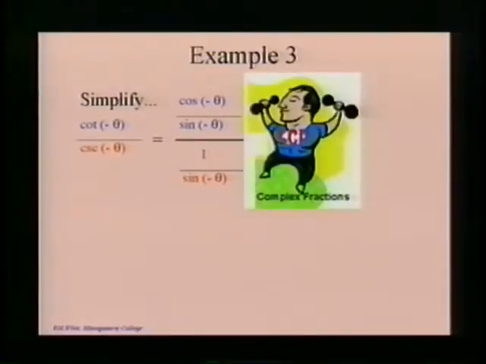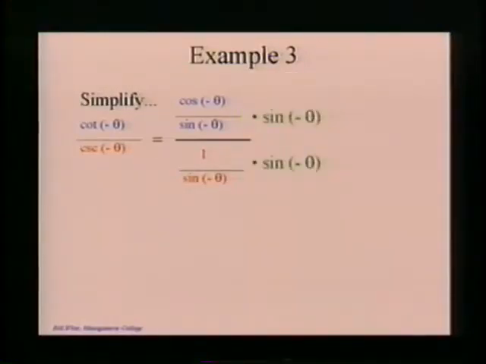Now, what do we do with complex fractions? We use LCD man. I'm going to multiply by the least common denominator of everybody, sine of the negative angle. Which isn't cheating because it's 1. So anything over itself is 1.